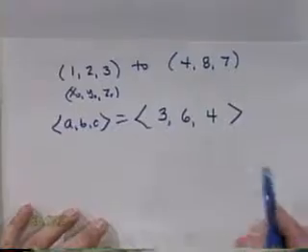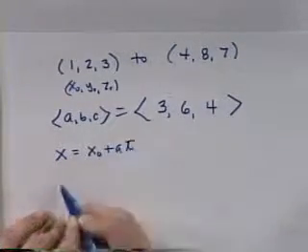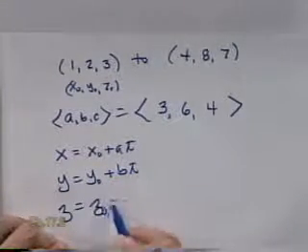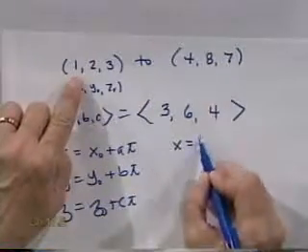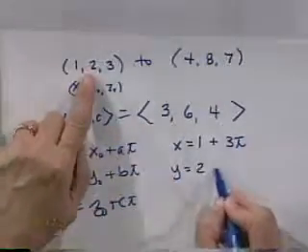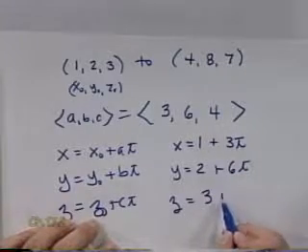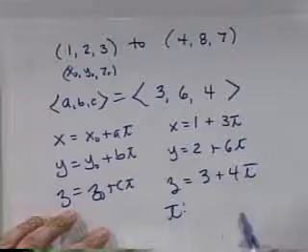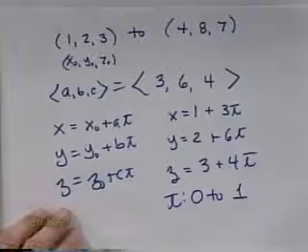So what's my parametric representation going to be? x equals x naught plus at, y equals y naught plus bt, z equals z naught plus ct. So in this particular case, it would be x equals initial point 1 plus 3 times t, y equals 2 plus 6 times t, and z equals 3 plus 4 times t. And what does t range from? 0 to 1.